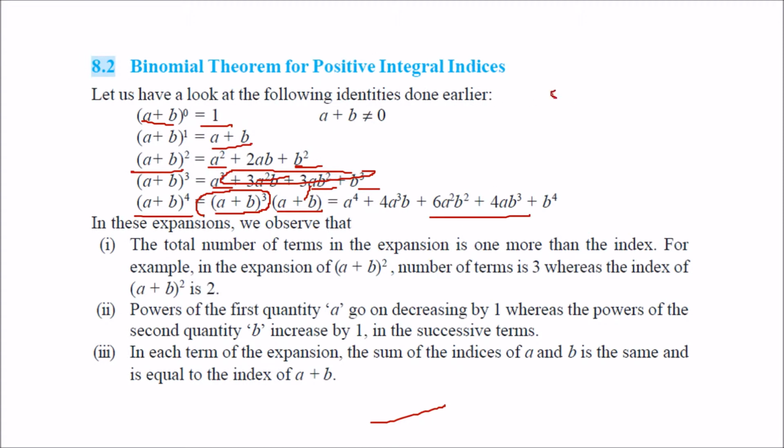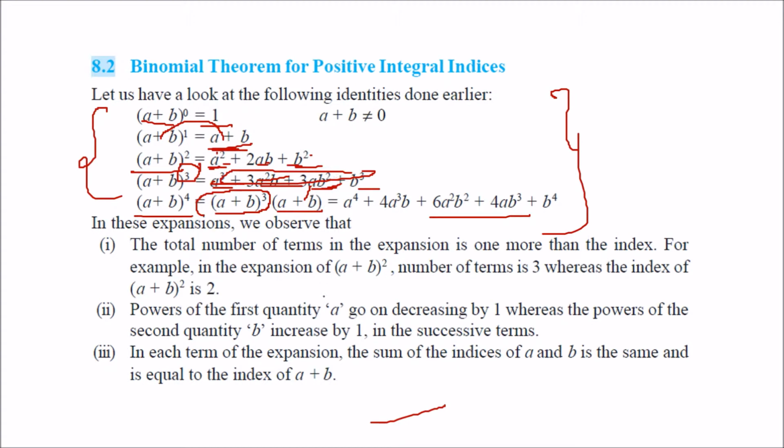Now, in all these computations, we have a few things to observe. First, the total number of terms on the right side, the expansion, is one more than the index on the left hand side. So if it is 3, the number of terms is going to be 4. The powers of the first quantity, this a, are decreasing: a square, then a, then no a, and b square. So b is increasing, a is decreasing.